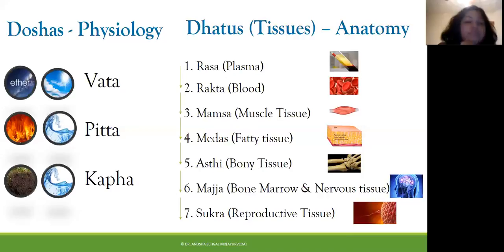Okay? So you have vata, pitta, and kapha, the doshas, and you have the dhatus here, which are rasa or plasma. It's loosely translated as plasma. Rakta, which is blood. Mamsa, which is muscle tissue. Medas is fatty tissue. Asti is bony tissue. It also includes cartilage. Majja is bone marrow and nervous tissue, and Shukra Dhatu is the reproductive tissue. Okay.